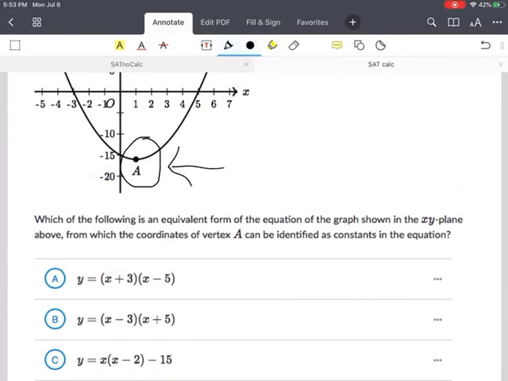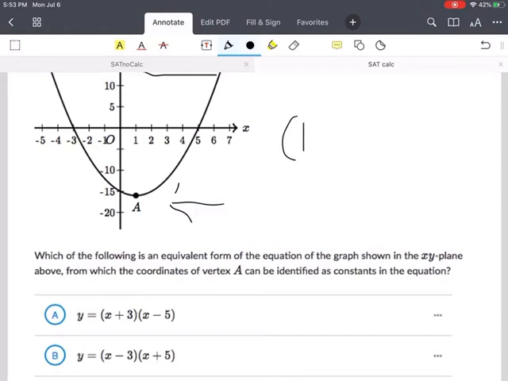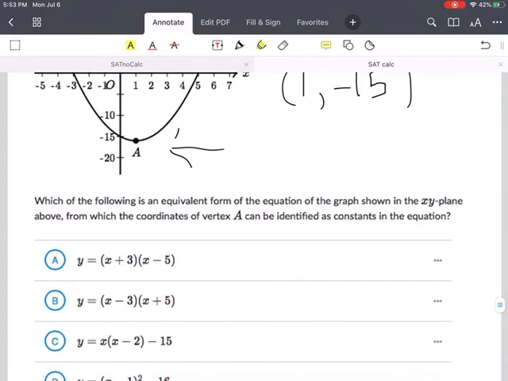So that's our vertex. So if we look at this point here, it looks like just by eyeballing this, that the vertex A is located at coordinates 1, negative 15. And that's just by eyeballing it. Could be a bit off, but let's see. 1, negative 15. So just by eyeballing it, right, this can be the right answer, this can be the right answer.